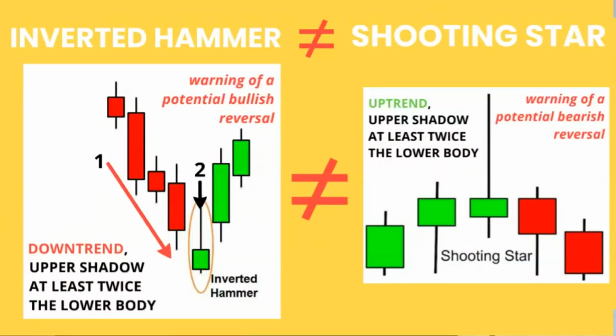Let's take a final look at the inverted hammer and the shooting star. The inverted hammer is on a downtrend, the upper shadow of the candle is at least twice the lower body, and it's a warning of a potential bullish reversal. The shooting star, on the other hand, appears on an uptrend, and also the upper shadow of the candle is at least twice the lower body, and it shows a warning of a potential bearish reversal.